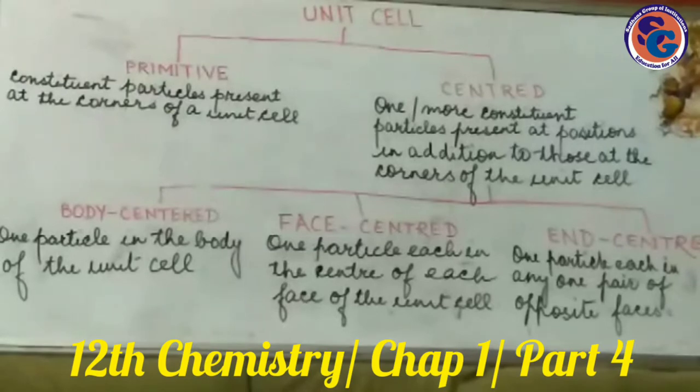A face centered unit cell is such a unit cell in which one particle is present in the center of each face of the unit cell, apart from those which are present at the corners of the unit cell. मतलब यूनिट सेल के कॉर्नर्स पे वो 8 पार्टिकल्स तो हैं ही, लेकिन एक यूनिट सेल में 6 फेसेस होते हैं और उन 6 फेसेस के हर एक फेस के बीच में एक पार्टिकल प्रेजेंट होता है.